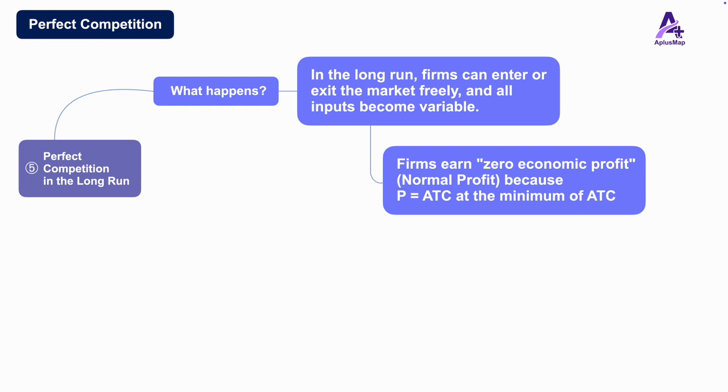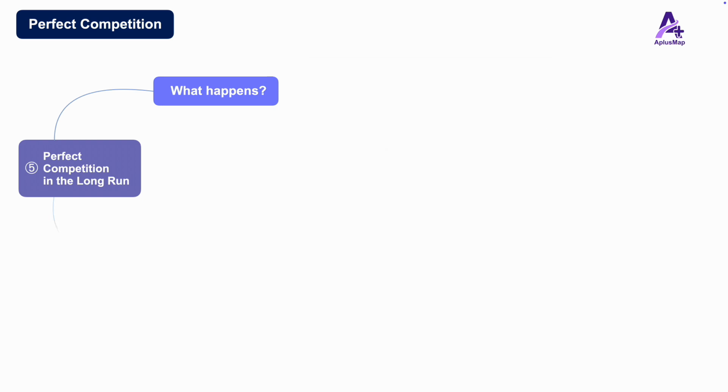This happens because the market adjusts until the price settles exactly at the minimum point of the average total cost curve. So P equals minimum ATC. That ensures firms cover all costs, including opportunity costs, but nothing more. No long-run gravy train. Okay, zero economic profit in the long run. But how does the market get there?